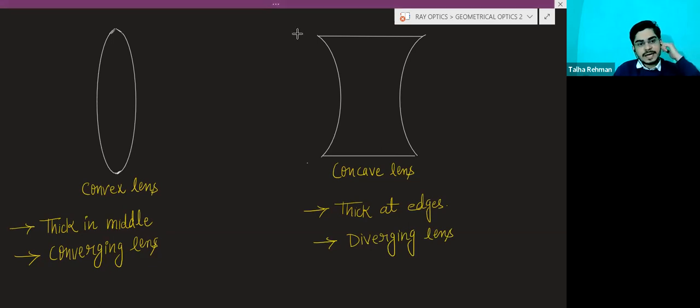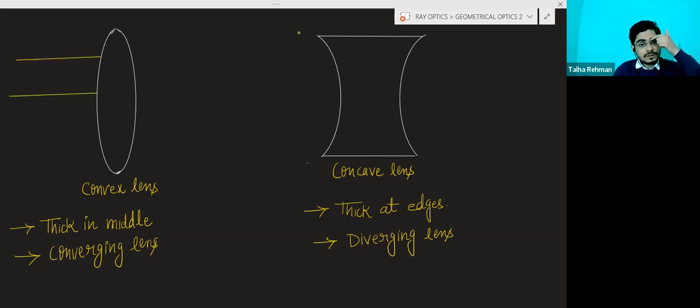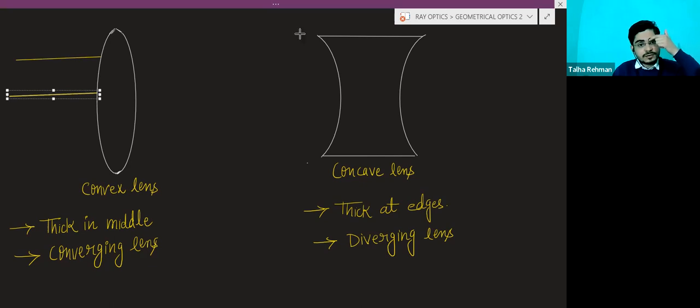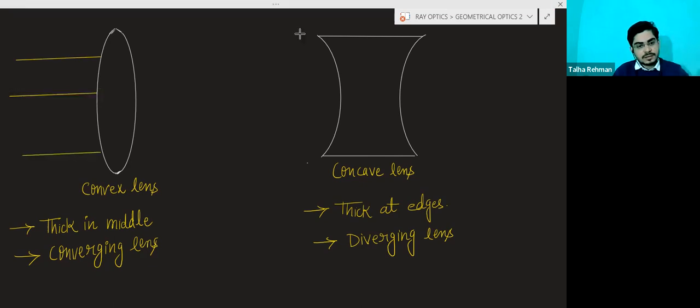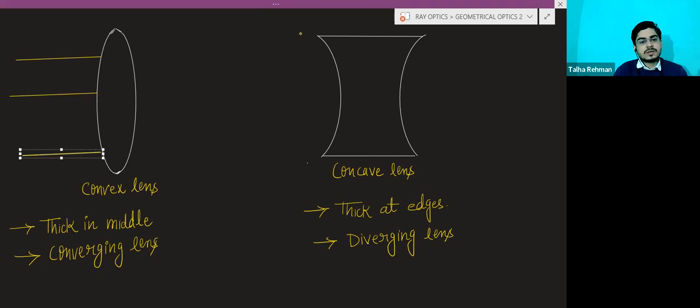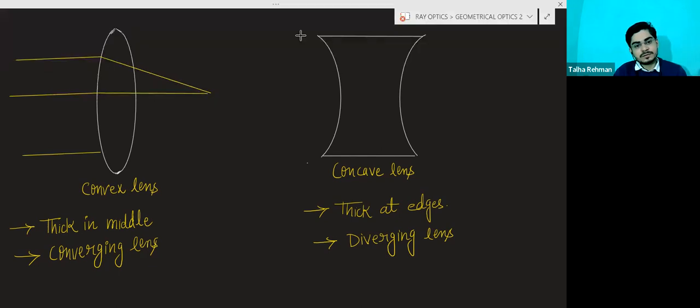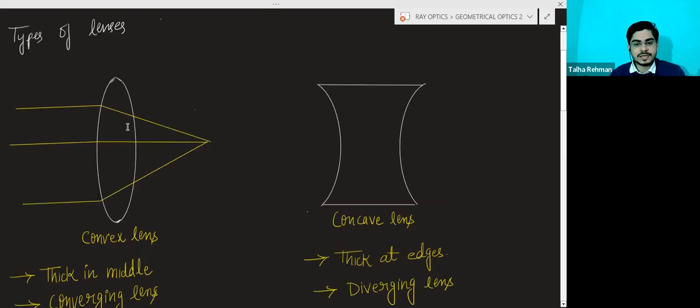Because when the parallel light rays are coming like this, for example, we can take three rays. Okay, three rays are coming parallel. So this lens converges those rays at some point like this. So that is why this lens is known as the converging lens.